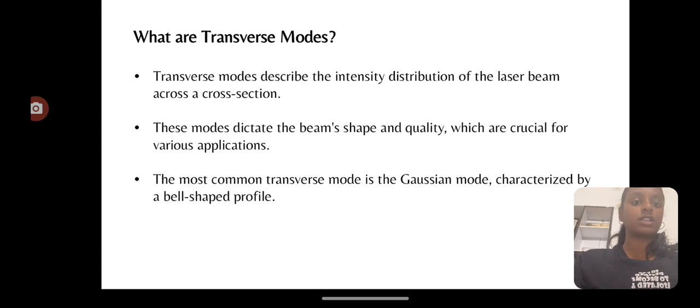Transverse modes describe the intensity distribution of the laser across a cross section of the laser beam that is taken. The most common transverse mode is the Gaussian mode. It is a bell-shaped profile. Transverse modes describe the intensity distribution of the laser beam across a cross section.